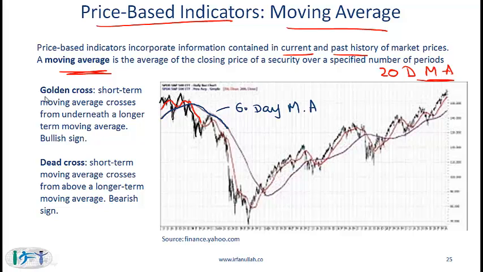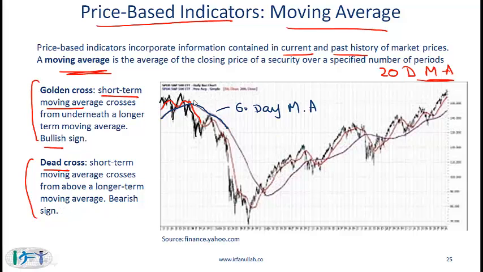Now let's understand the concept of a golden cross and a dead cross. With a golden cross, the short-term moving average crosses from underneath a longer-term moving average. This is a bullish sign. With a dead cross, a short-term moving average crosses from above a longer-term moving average. This is a bearish sign.